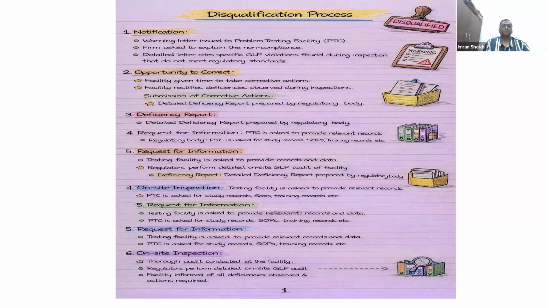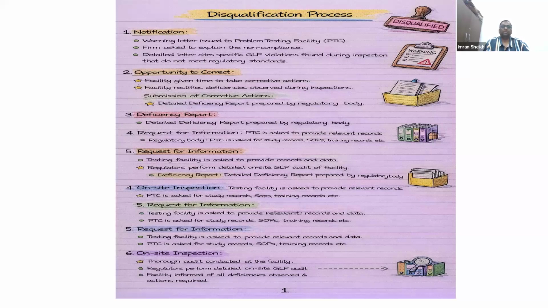Now, what is on-site inspection? The testing facility is asked to provide relevant records. PTCs are asked for study records, SOPs, and the training records. Request for information: the testing facility is asked to provide the relevant records and the data. Now, what is request for information? In this request, the testing facility is asked to provide the relevant records and data, and the PTC is asked for the SOPs, records, and the training records.